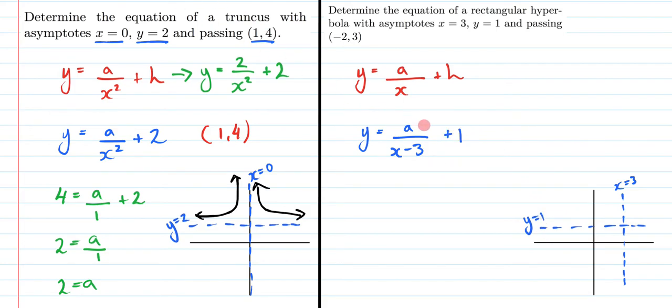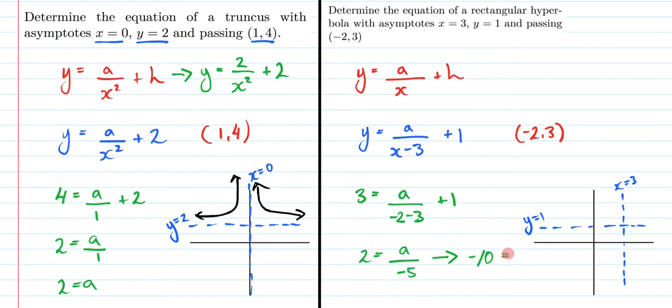Then in order to find what my a is, I'm going to put my point in. It's going to be negative 2 and 3. So I'm going to sub in that value. So I'm going to get 3 equals a over negative 2 minus 3 plus 1, minus 1 from both sides to get 2 equals a over negative 5. I'm running out of room, but it's clear that once I times both sides by negative 5, I'm going to get negative 10 equals a.